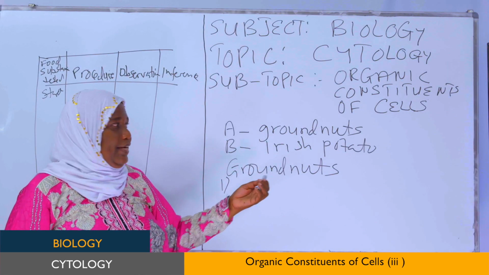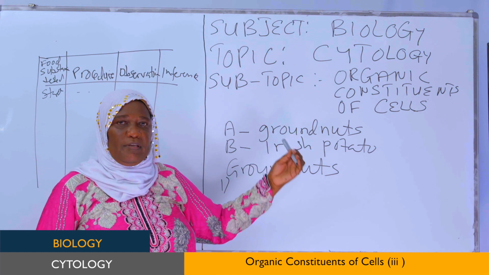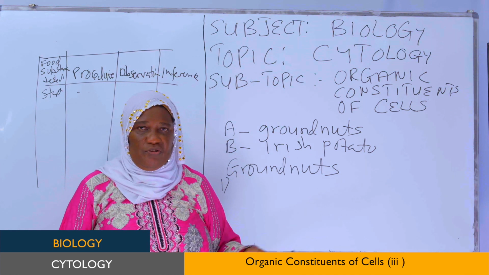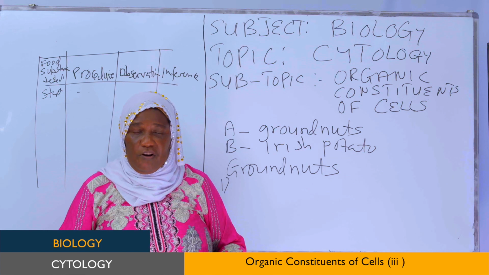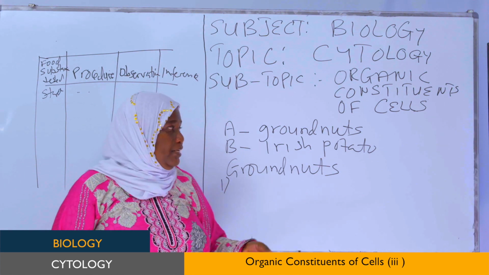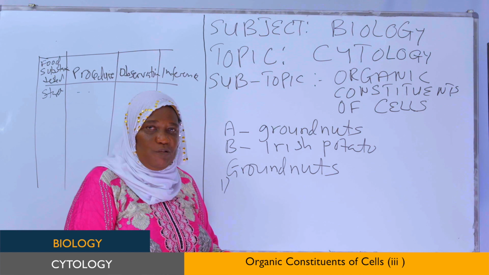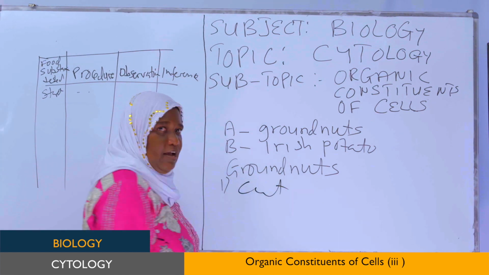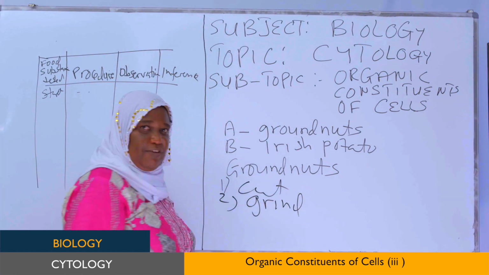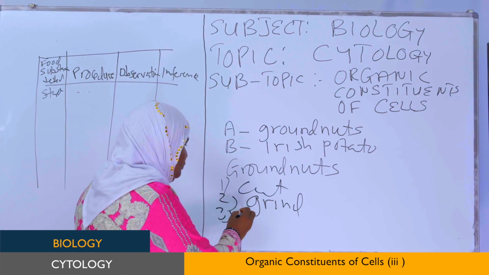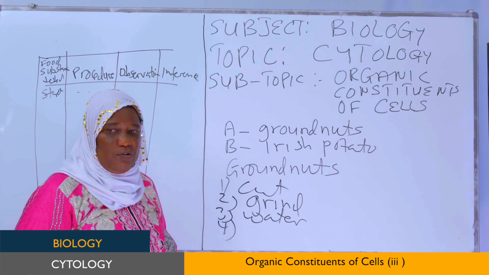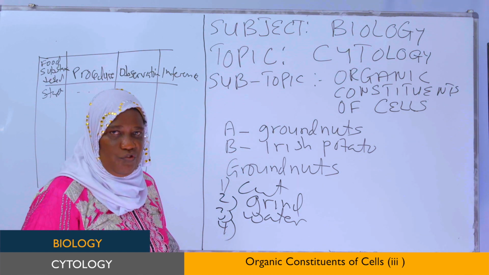Mind you that for the case of groundnuts, there is no need of explaining or writing all the procedure which I gave you in the last presentation. You are not required to start with procedure number 1, which involves peeling. Therefore, you will go directly to procedure number 2. That means you are required to cut into small pieces. After cutting, you are required to grind. After grinding, you are required to add water. After adding water, you are required to remove solid particles in order to get the clear solution.